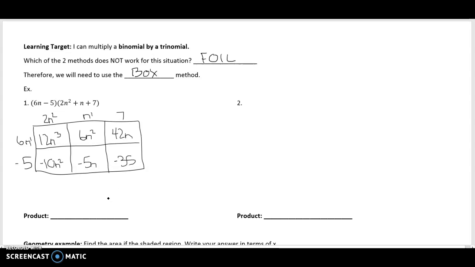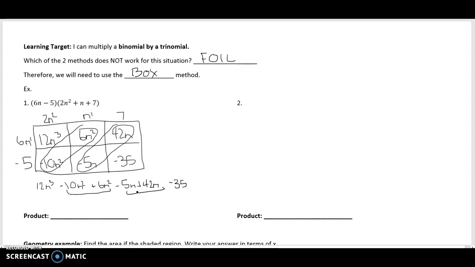Okay? And just like before, it's really nice. The like terms are going to be diagonal from each other if you did this right. So that gives you an insight into what will combine and what won't. So right away, if I'm going to write this out, it would be 12n cubed. Always go to the next highest exponent, which would be my squareds. I'll write it out just so you can see what happens. Negative 10n squared plus 6n squared. Now go to your n's. Minus 5n plus 42n. So my like terms are right there. Okay? And then end it with minus 35.